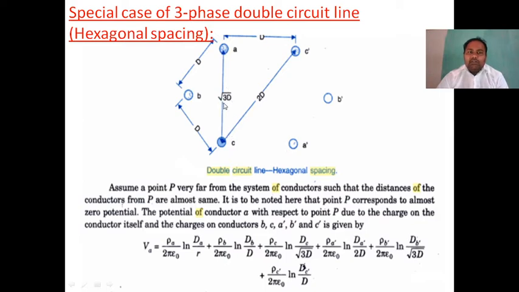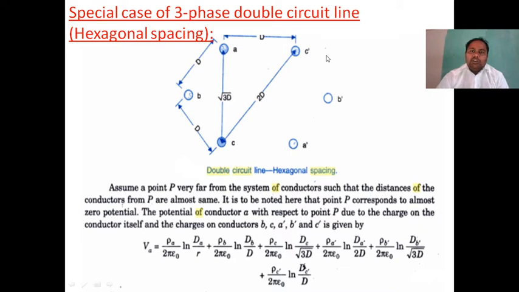How can we achieve root 3 times D? If you construct a hexagon, say with 3 centimeters or 2 centimeters sides, and measure the distance, definitely you achieve this. The distance between A to C is definitely root 3 times D. The distance between C to C dash is definitely 2 times D. So this is the double circuit diagram of hexagonal spacing.